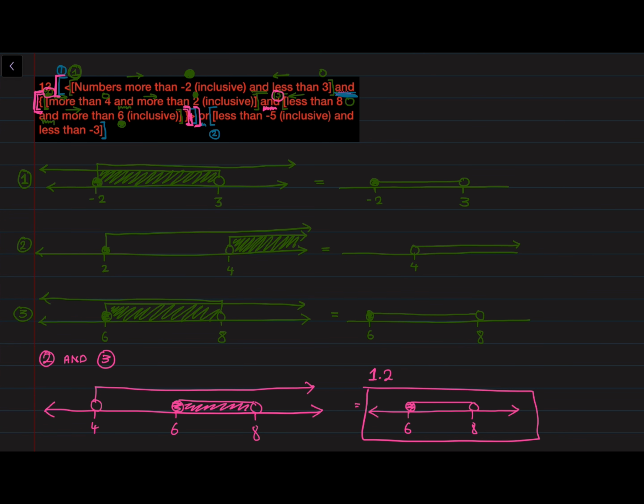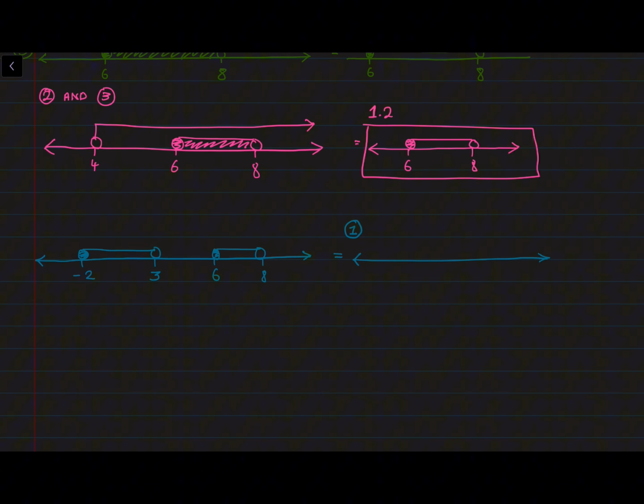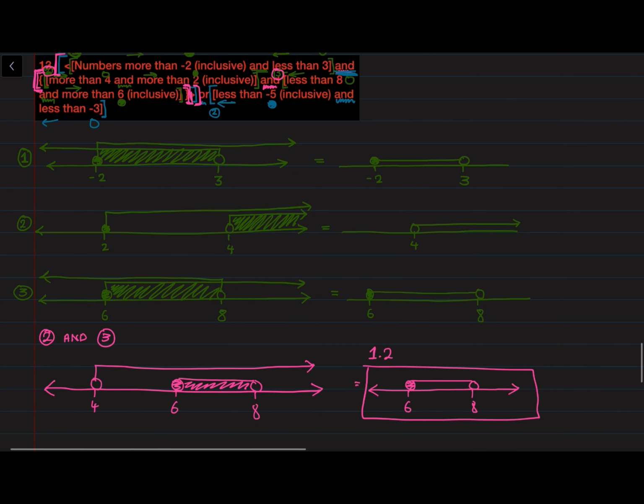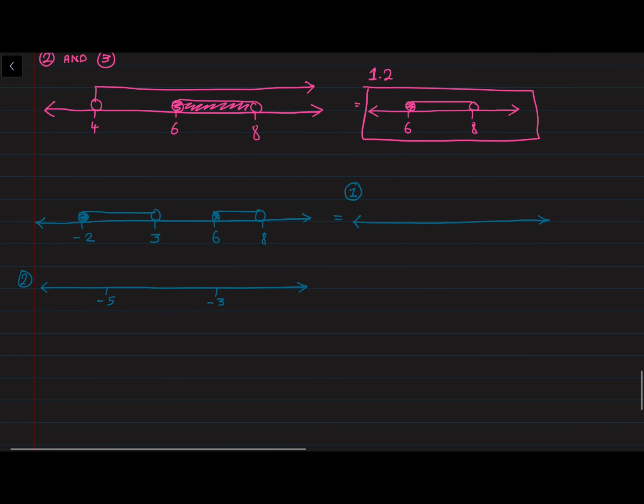Now let's look at part 2. Part 2 says that we're looking for numbers that are less than -5 and they're less than -3. So let's draw the interval down here. We have part 2 over here. So we had -5 and -3. If we go back up, it says numbers that are less than -5, and -5 is included.